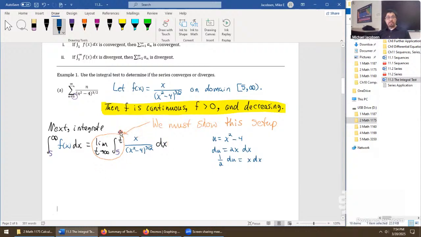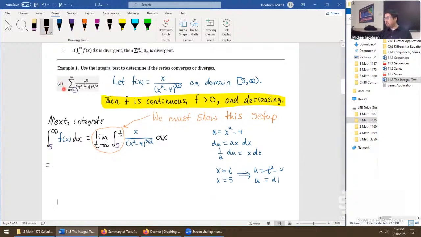Up to you at this point if you want to change the limits of integration or not. If you do change them, it would look like this. x goes from 5 to t, but write them out in the same order for safety. That changes to u going from t squared minus 4 to 25 minus 4, which is 21.